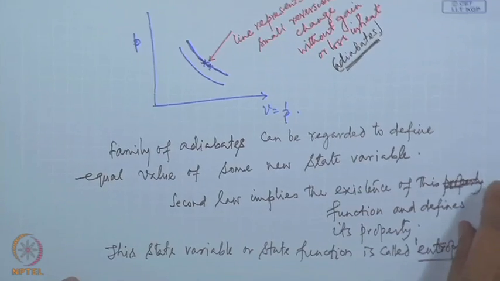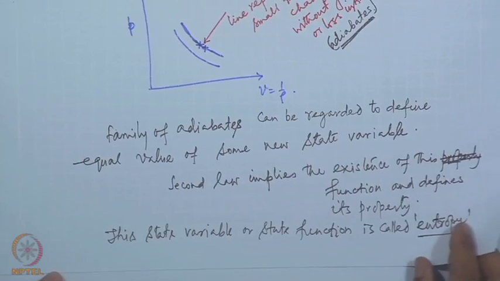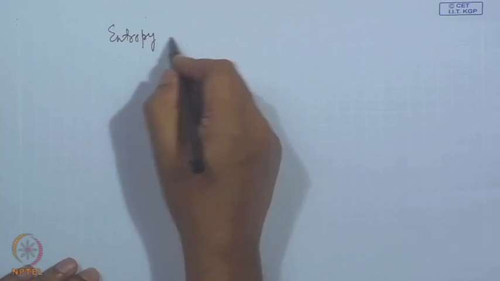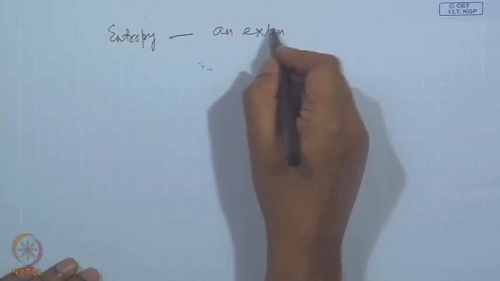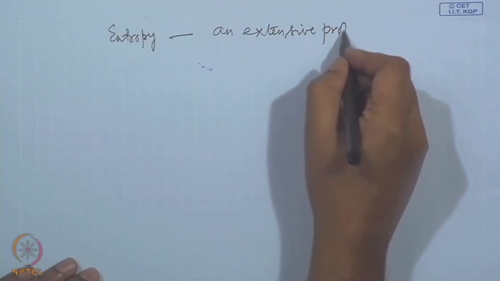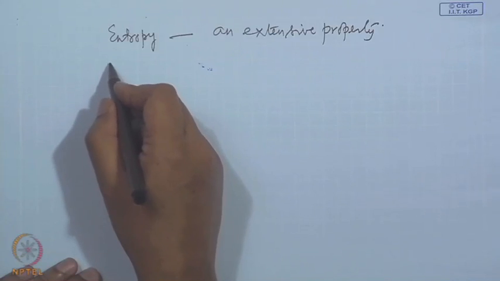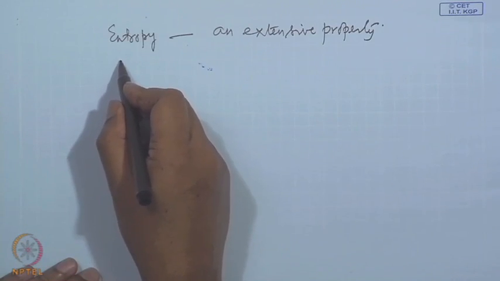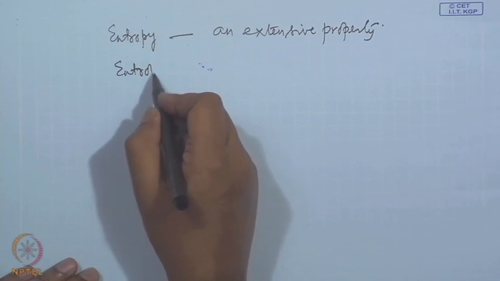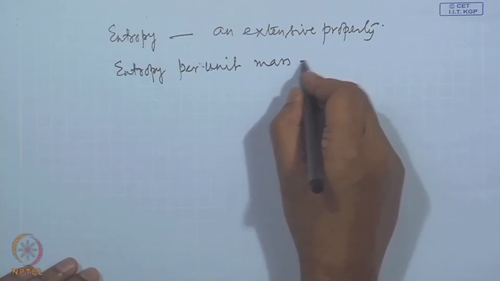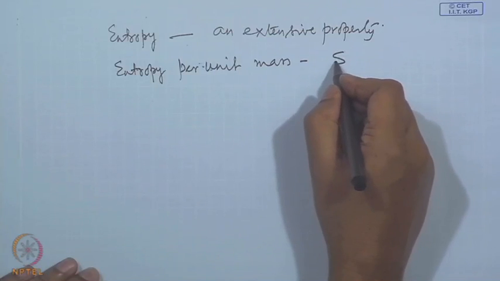Entropy is of course an extensive property, that it depends on the mass, but we can have a specific entropy, which is an intensive property. That is, specific entropy or entropy per unit mass, we will denote it now by S.